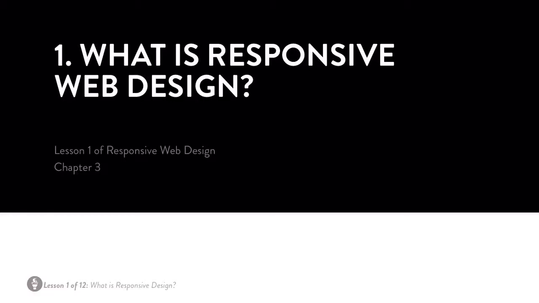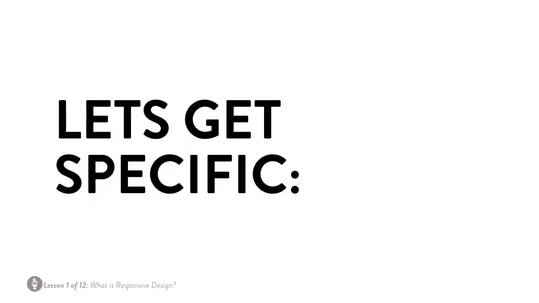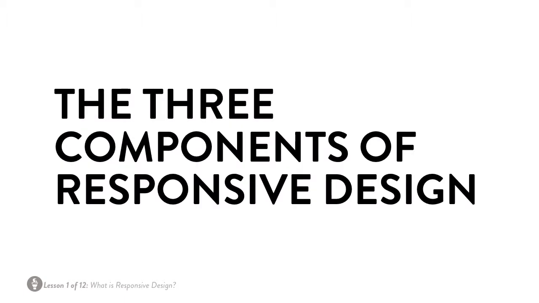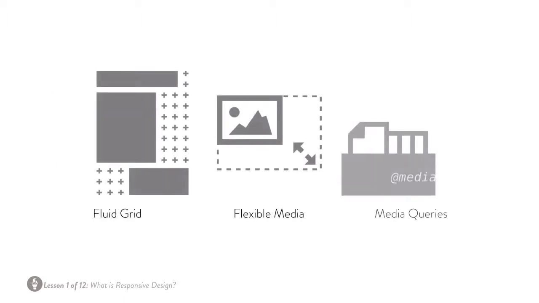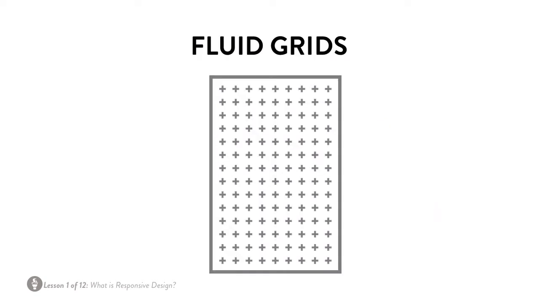Okay, so up to this point, we've been talking about responsive web design in general terms, so it's time to get specific. We want to discuss the three components of responsive web design here. We're going to take a look at these in order, and then we'll dive in a little deeper for each one. So first, the three components are fluid grids, flexible media, and media queries. So we're going to go ahead and start with fluid grids.